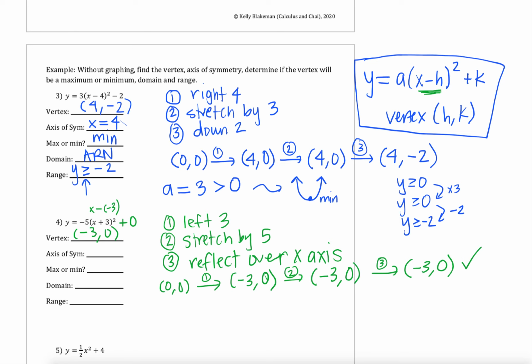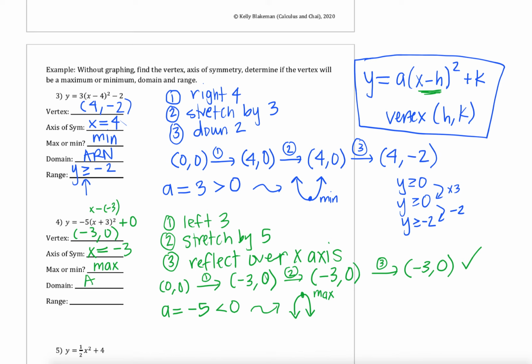Now that we have our vertex, our axis of symmetry is going to be at x equals that x value, which is x equals negative 3. And to determine if I have a max or a min, I have two ways to think about this. If I think about what that a value is, that a value is negative 5. That value is less than 0, and because that value is negative, we knew there was a reflection over the x-axis, so now my graph, instead of being a U shape that's facing upward, that U shape has been flipped upside down, so instead of having a minimum, we now have a maximum.